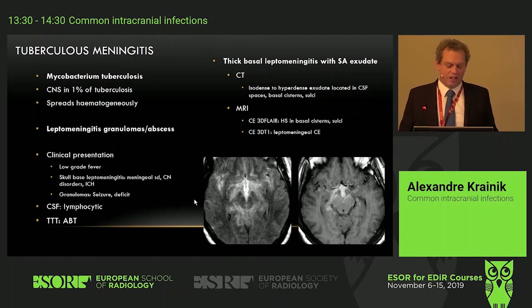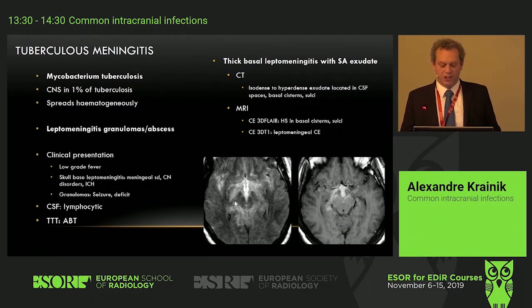Besides this classical bacterial leptomeningitis, you have other bacterial disease such as tuberculosis. It's quite a rare location of tuberculosis, the brain and the CNS. But when it occurs, it may really worsen the prognosis of the patient. Usually the diffusion is hematogenous, and it usually associates leptomeningitis with granulomas or abscess. The clinical presentation is absolutely not specific.